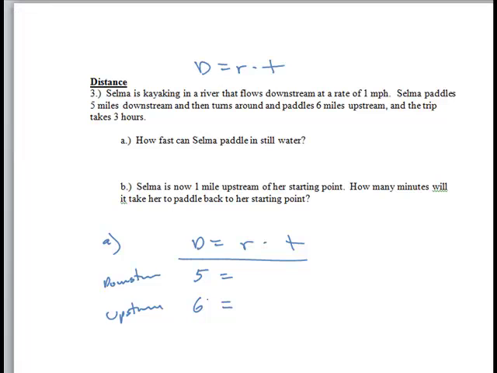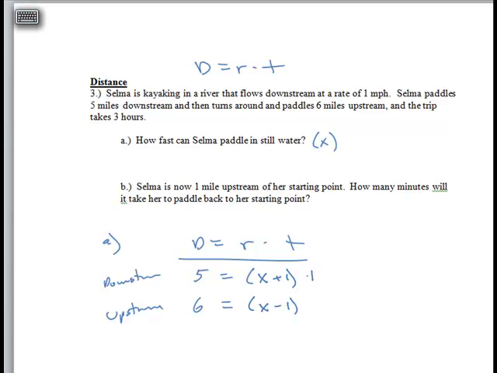Her rate, well, when you're in a river or a stream, the speed that you can paddle in still water, which is going to be x, what we're solving for in part A, is going to be affected by the current. The current is either going to make you go faster if you're going downstream, or slow you down if you're going upstream. So the first part of the trip, when she's going downstream, that current is making her go faster, coming up behind her and basically pushing her along. So it's going to be x, the speed that she can paddle in still water, plus 1. When she's going back upstream, now it's slowing her down. It's a drag. X minus 1.